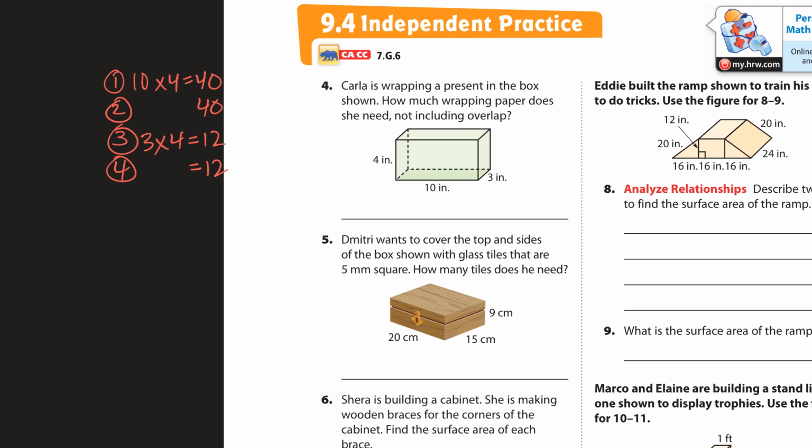Then let's go with number 5. I didn't do the bottom down here. The bottom is 10 times 3, which is 30. And the top is going to be the same. They have the same area, so that's also 30.